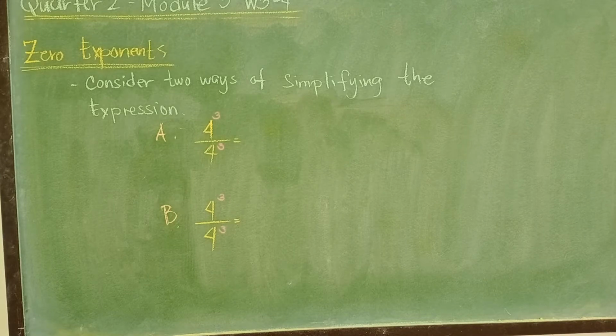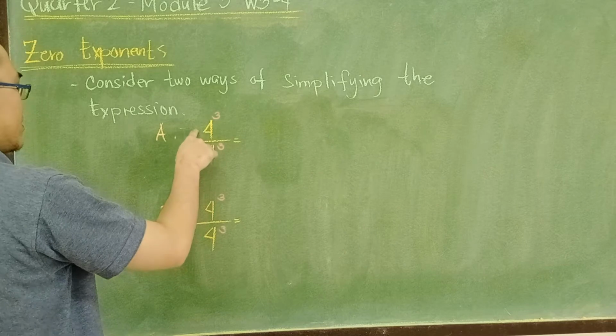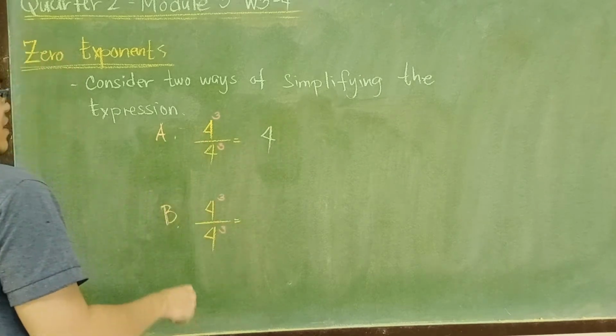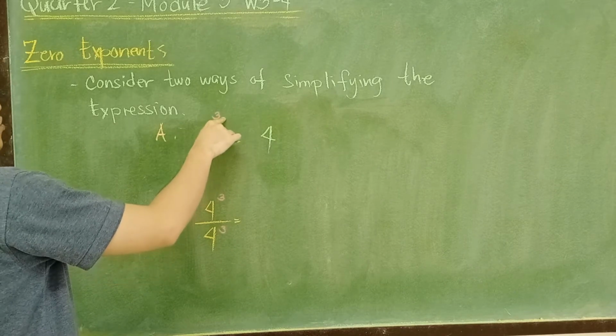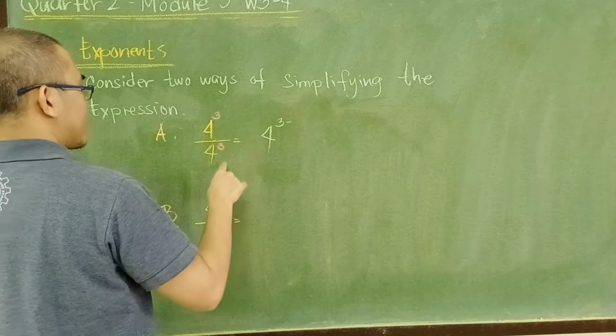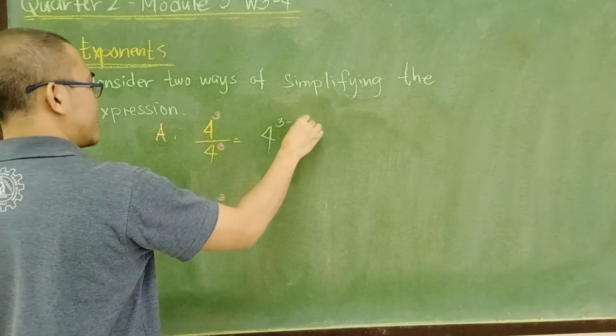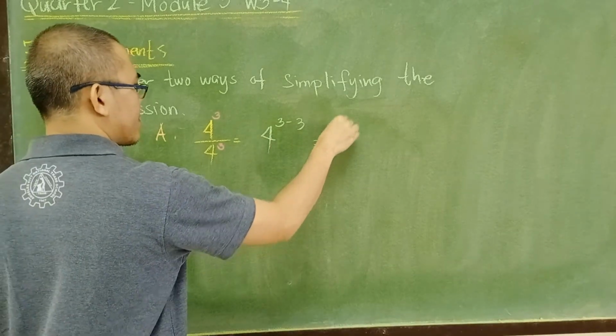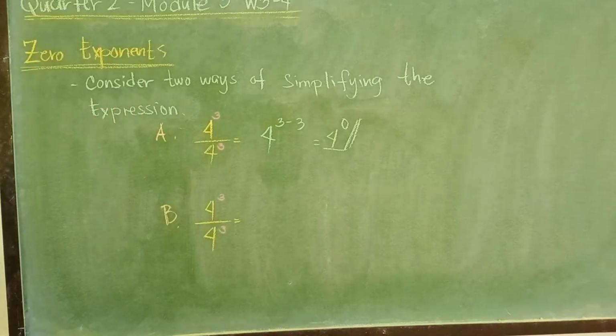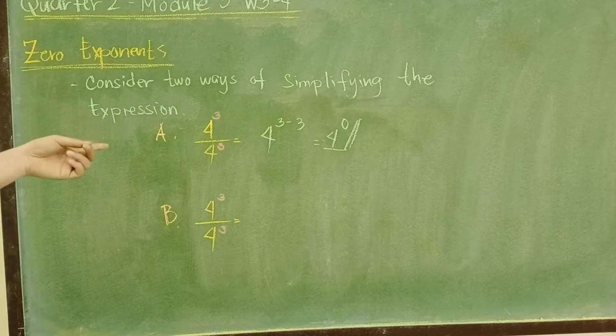So for letter A, ang sabi sa quotient rule, na kapag meron kang parehas na base sa numerator at denominator, yung exponent sa may denominator, pwede mong i-minus sa exponent sa may numerator. So, what you will do is copy the base na equal, and then isubtract mo yung exponent ng denominator dito sa may numerator. So, you have 3 minus 3. And that will give you 4 raised to 3 minus 3, that is 4 raised to 0. So, yan yung first answer for the first solution.